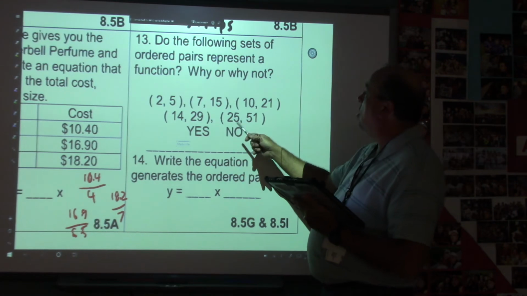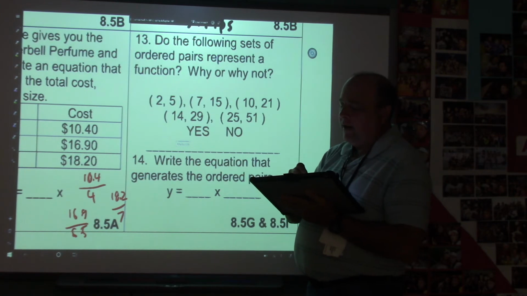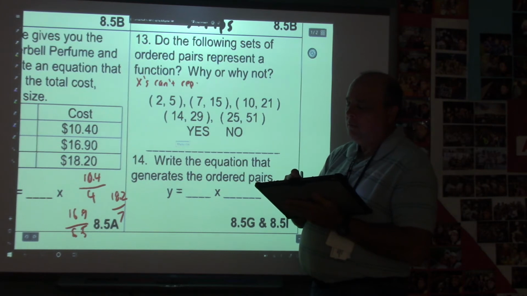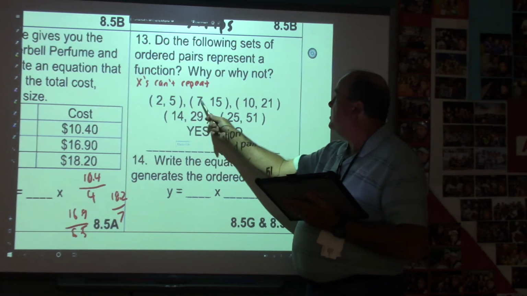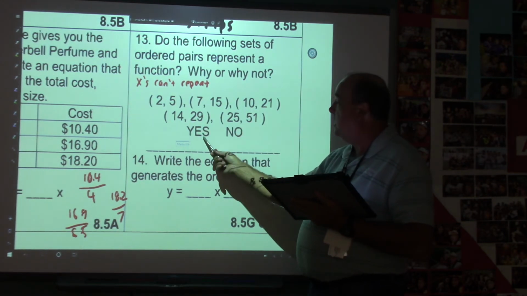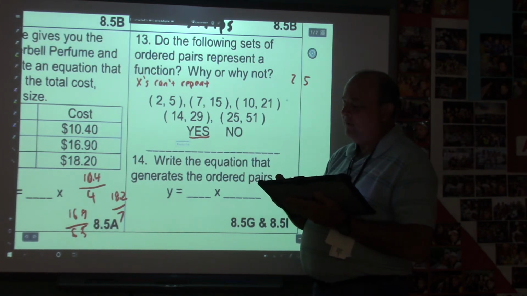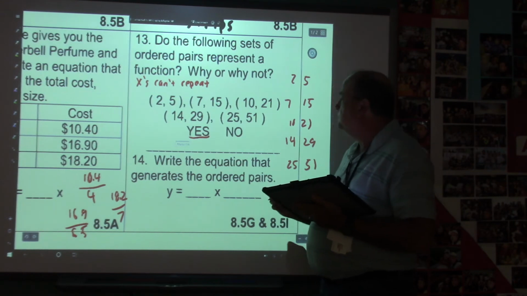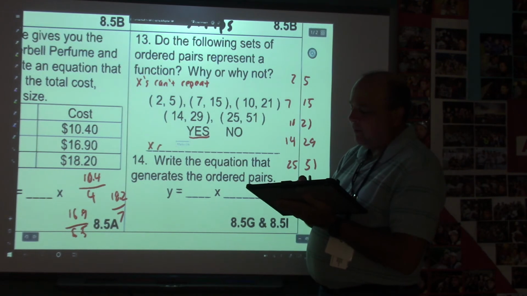And lastly, number 13, helps out to make a t-chart. Is this a function? Remember, in a function, the x's can't repeat. So write down x's can't repeat. Now then, it's going to help out. So notice I have 2, 7, 10, 14, 25. None of the x's repeat, so this is a function. Now then, it helps out if you make a t-chart. 2 and 5, 7 and 15, 10 and 21, 14 and 29, 25 and 51. Okay, so it is a function because the x does not repeat.